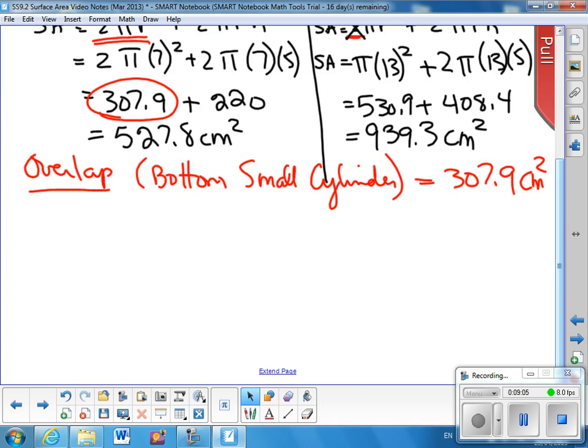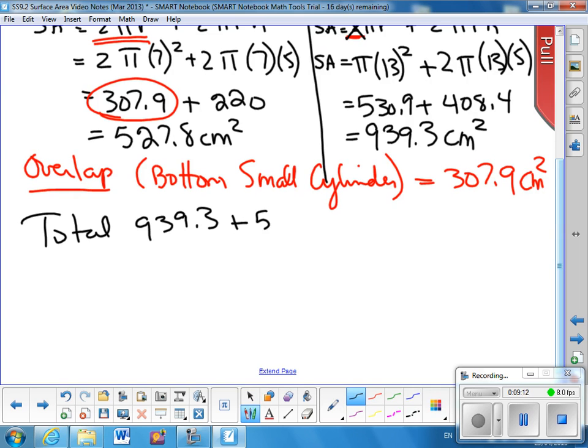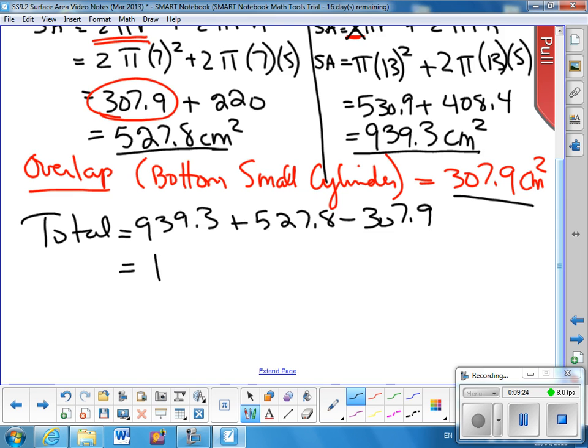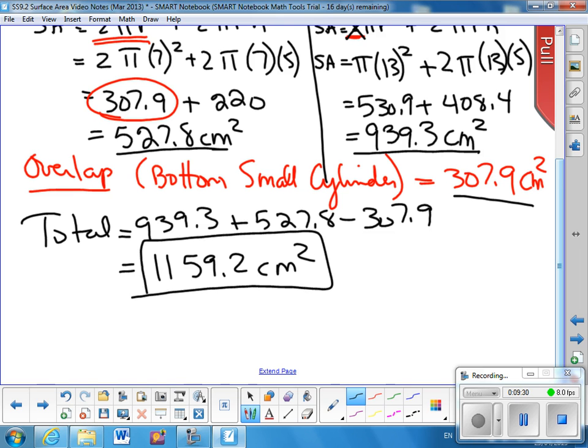For the grand total of 939.3 plus 527.8 minus 307.9. Okay, so we took the small cylinder, added it to the big cylinder, subtracted the overlap, and we get 1,159.2 centimeters squared is our total surface area that would be iced with frosting.